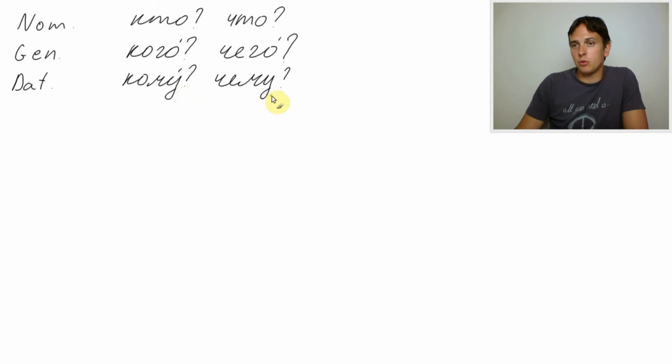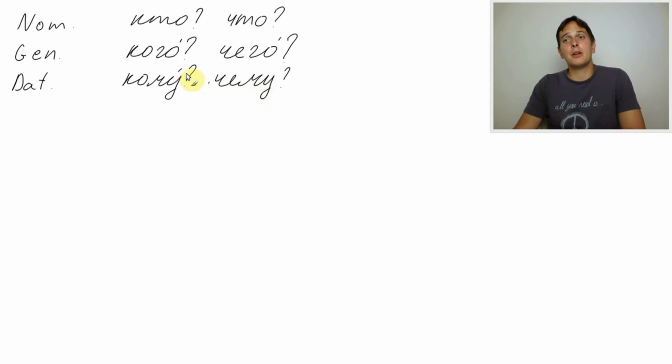Кому, чему. I emphasize that maybe too much. Even if you pronounce it the way you read it, it's also fine, so don't get anxious about this. Everybody will understand you. It sounds much better to Russian ears if you pronounce it with the reduced vowel, but don't overemphasize. So, кого, чего, of whom, of what, кому, чему, to whom, to what. Accusative.